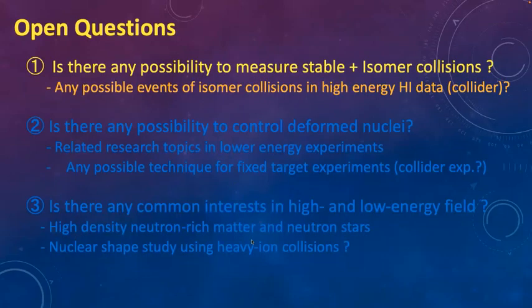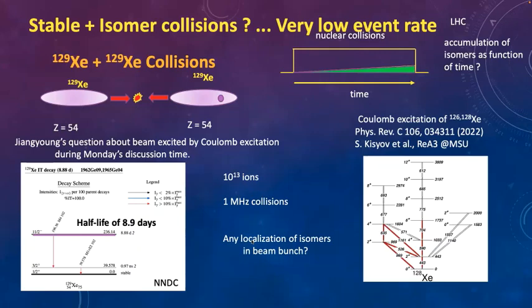So one question: there was discussion about any possible isomer collision, which we discussed on the first day, Monday. So we checked: is there any isomer in xenon? Yes, there is, actually. It has a half-life of 8.9 days. I took this figure from NTC, and anyway, the question is how much isomer is still remaining in the ring.